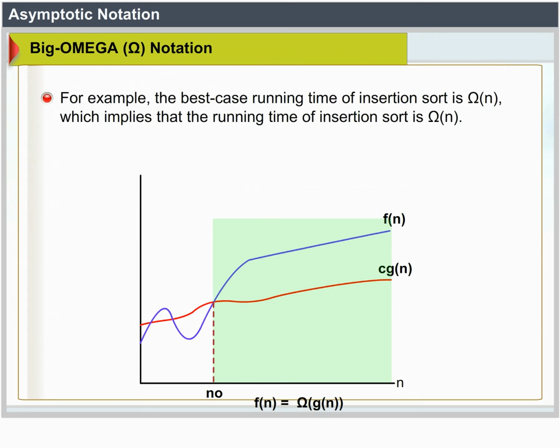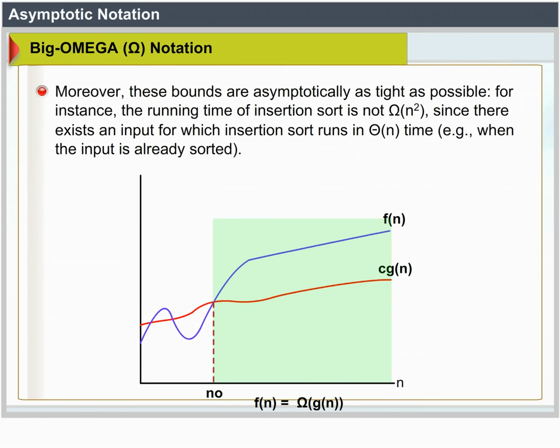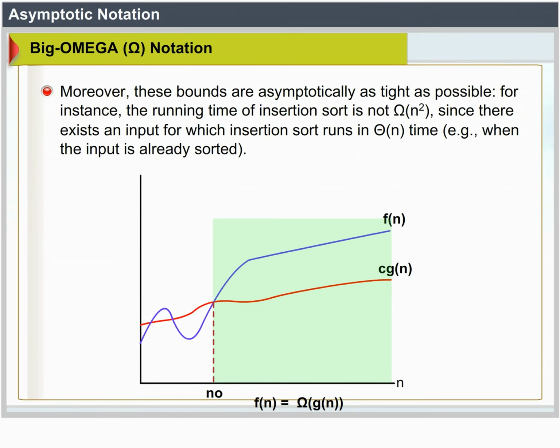For example, the best case running time of insertion sort is Ω(n). The running time of insertion sort, therefore, belongs to both Ω(n) and O(n²), since it falls anywhere between a linear function of n and a quadratic function of n. Moreover, these bounds are asymptotically as tight as possible.